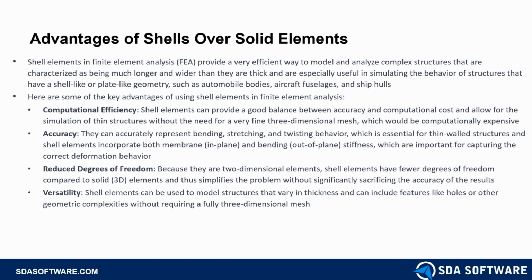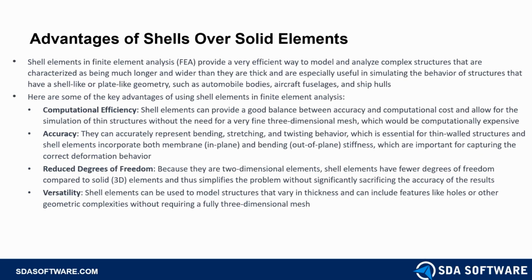Reduced degrees of freedom. You're dealing with an element that has, let's say, 6 degrees of freedom per node, 4 nodes, 24 degrees of freedom. Compare that to a TET 10 with 30 or a hex 20 with 60. You can see that it's going to be better, faster.